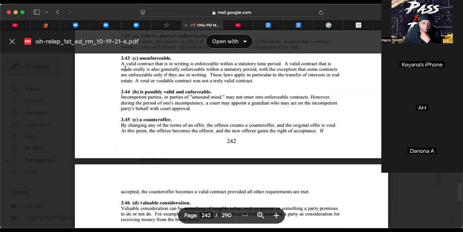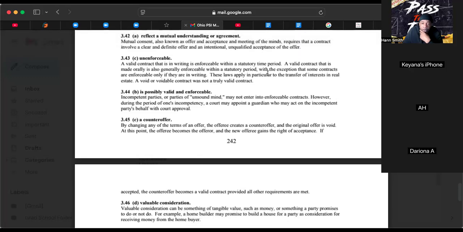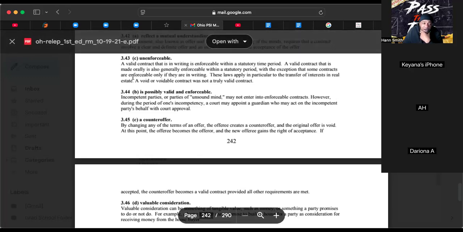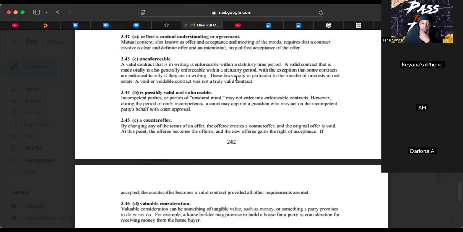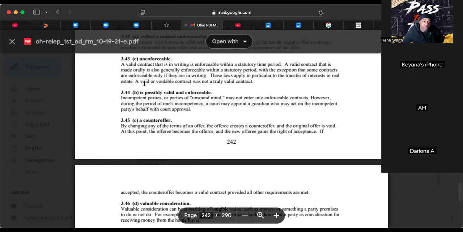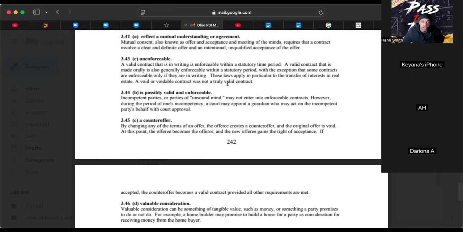So a valid contract that is in writing is enforceable within a statutory time period. A valid contract that is made orally is also generally enforceable within the statutory period, with the exception that some contracts are enforceable only if they're in writing. These laws apply in particular to the transfer of an interest in real estate. A void or avoidable contract is not a truly valid contract. I don't like that explanation, but we're gonna keep it moving.